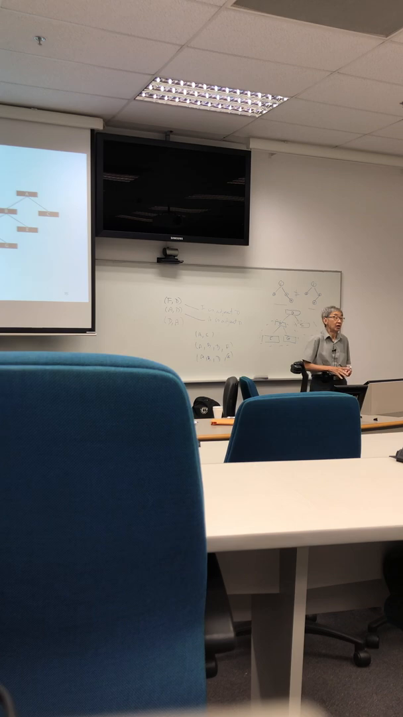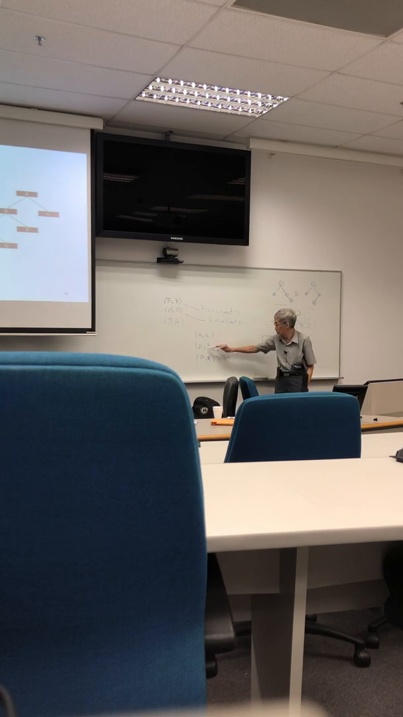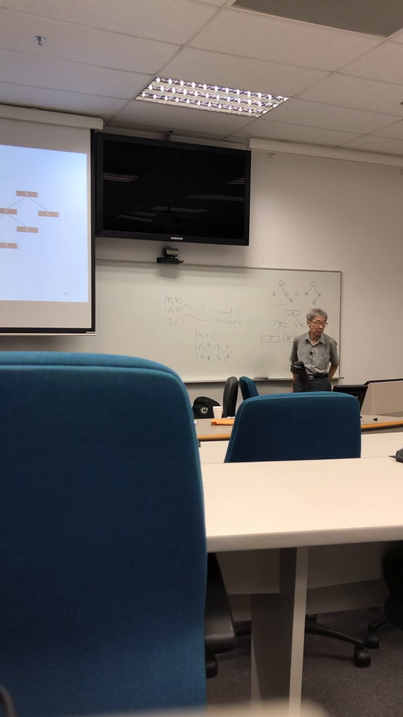So the height will be the number of edges in the longest path. In this case, this is the longest: 1, 2, 3 edges. Three edges involved from A to a leaf. So the longest path from A to a leaf has 3 edges. So that's why the height is 3.